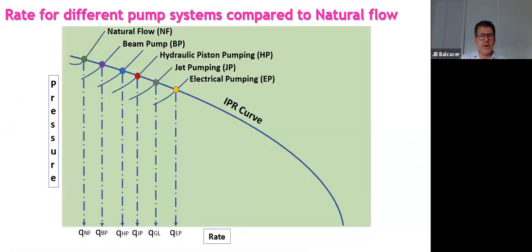Here is a comparison of different systems in terms of the optimum rate. We have natural flow on the left side, which is the expected rate, and then different systems. We see that the ESP, or electrical pump, gives the highest rate that we can get when comparing different pumping systems. It is a reference just to have in mind.